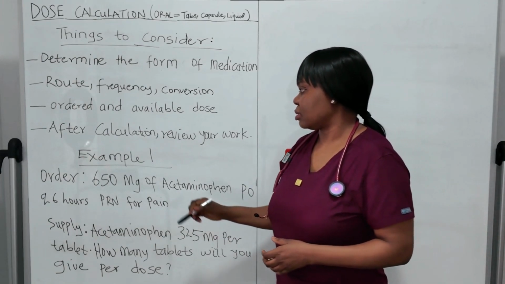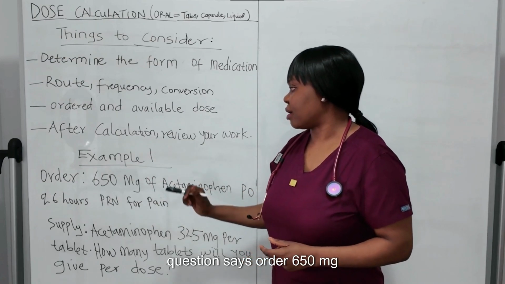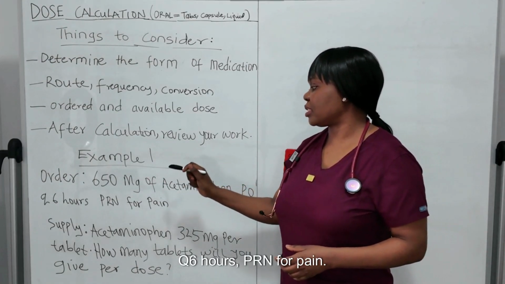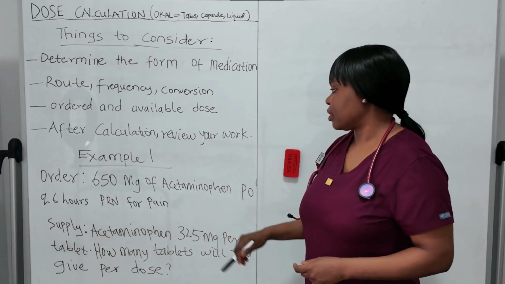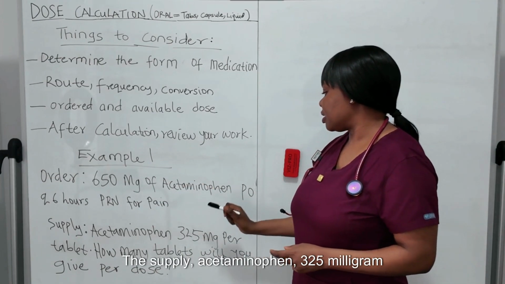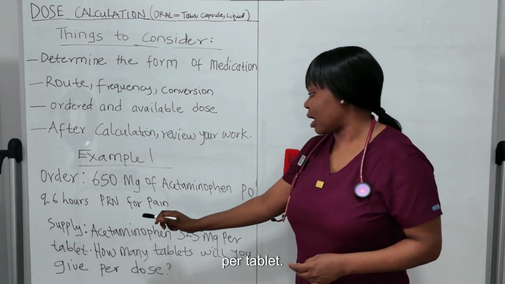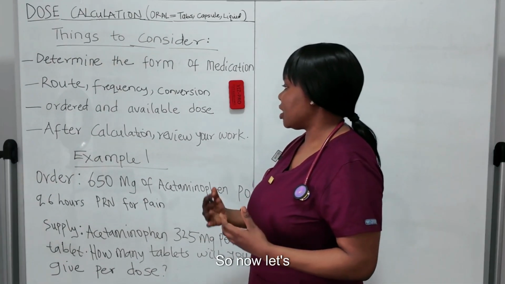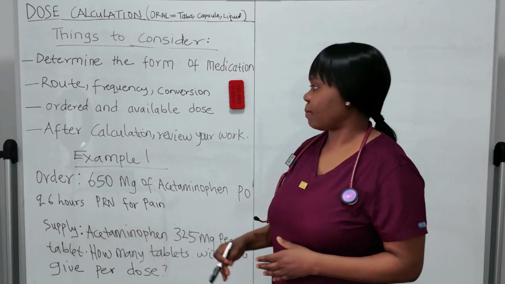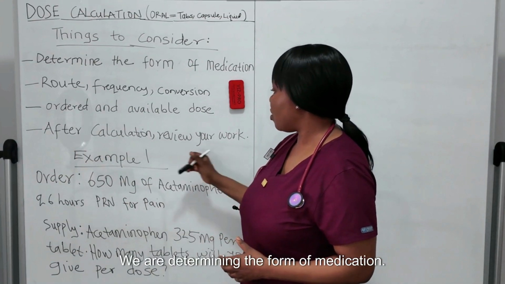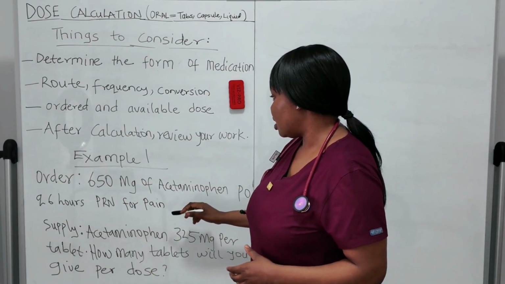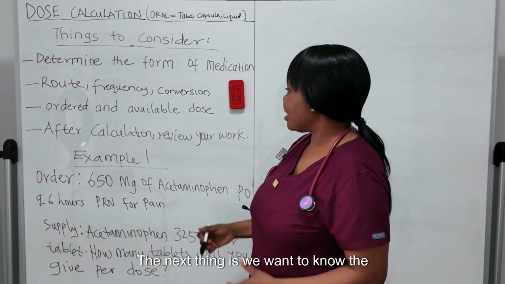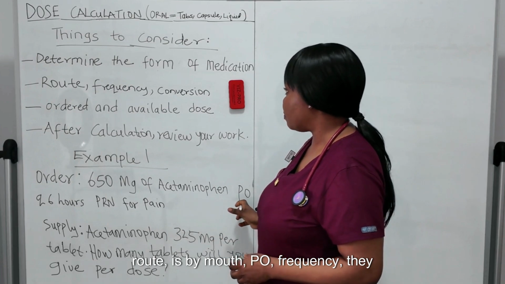So question 1. The question says order 650 mg of acetaminophen PO Q6 hours PRN for pain. The supply is acetaminophen 325 mg per tablet. How many tablets will you give per dose? So now let's look at the question proper. We are determining the form of medication. So this medication is going to be, according to what we are seeing here, tablets. The next thing is, we want to know the route, which is by mouth, PO.